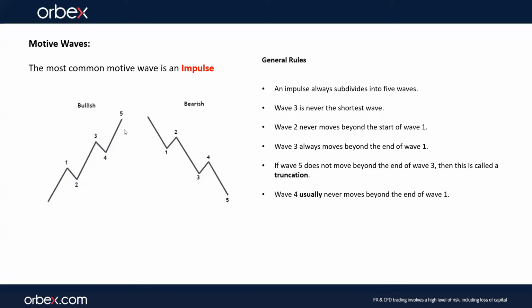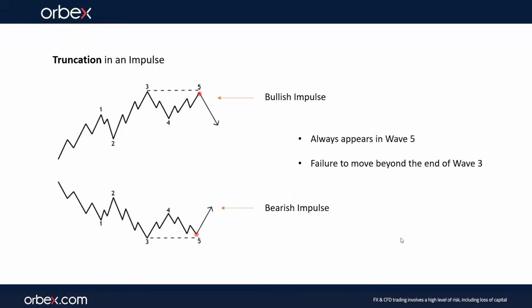If wave 5 does not move beyond the end of wave 3, this is called a truncation. Basically, wave 5 is allowed to end lower than wave 3, and it will be a truncated impulse, but this rarely happens. I just wanted to point out that it could happen. Usually wave 5 does end above or below wave 3, as in the diagram here. And wave 4 usually never moves beyond the end of wave 1. I've highlighted 'usually' because on my next slide, I just want to show you the truncation.